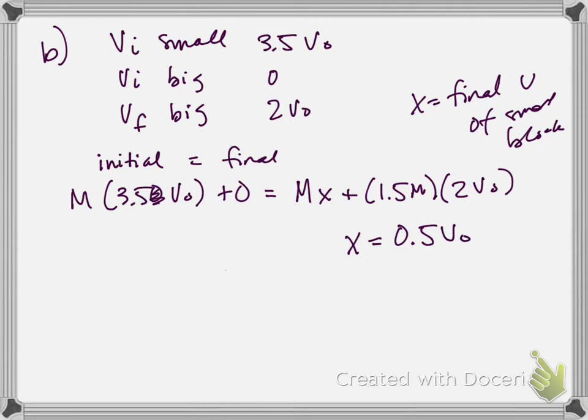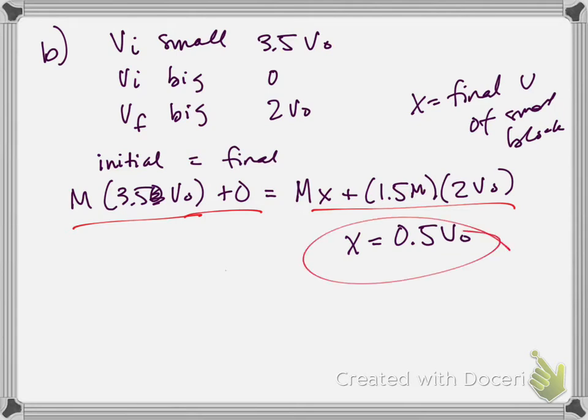Keep in mind that it's possible that this block could have bounced backwards and you would have gotten a negative velocity for that, so be careful. How does the scoring go on this? 1 point for realizing conservation of momentum, 1 point for the correct initial momentum, 1 point for the correct final momentum, and then 1 point for the correct answer. So 4 points on part B.